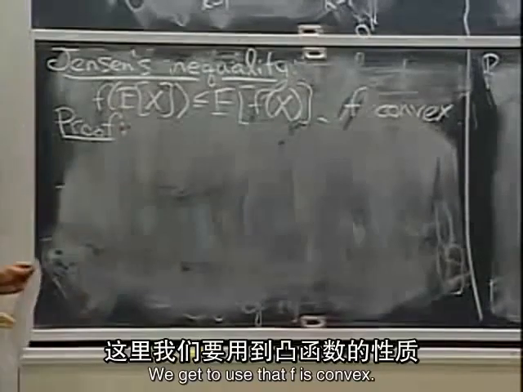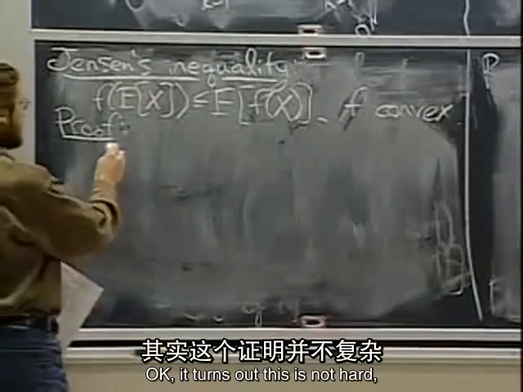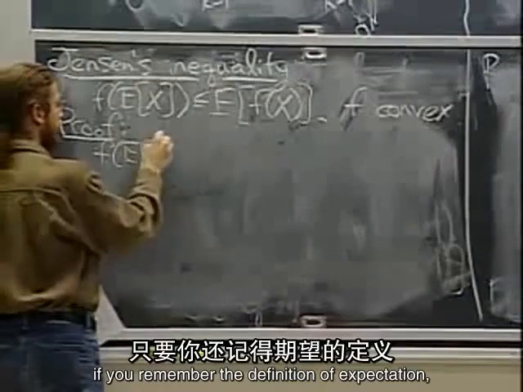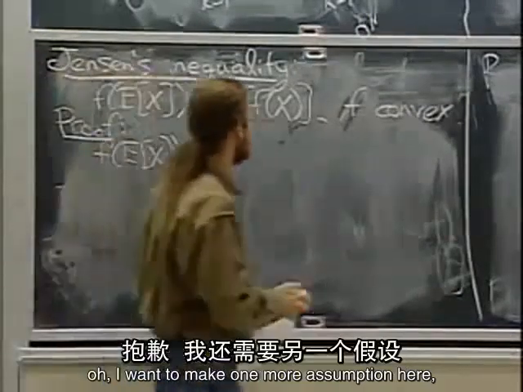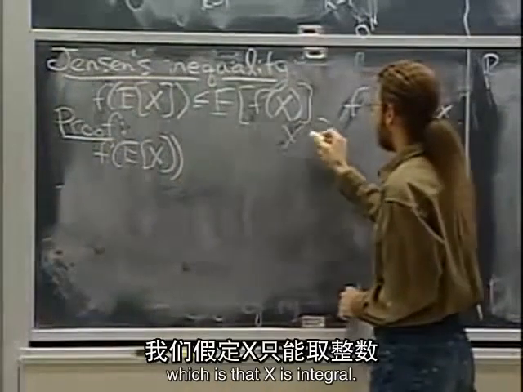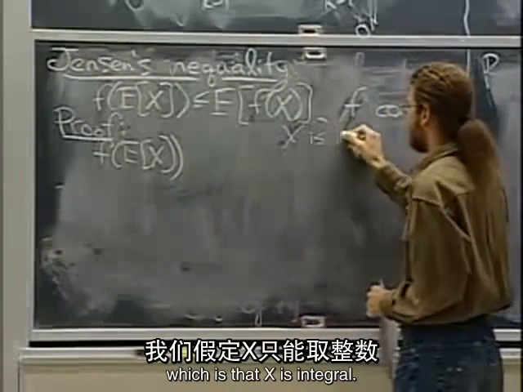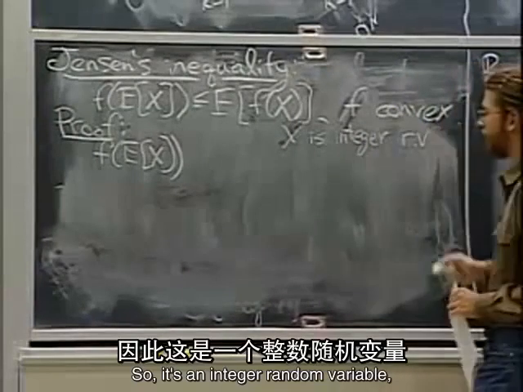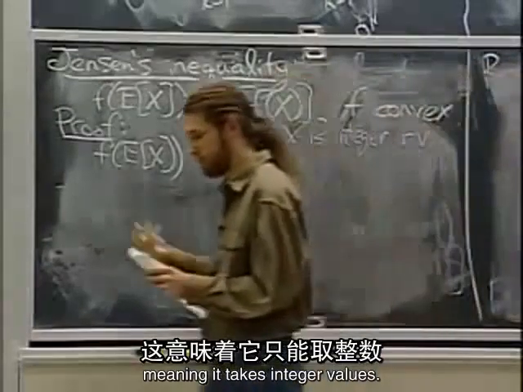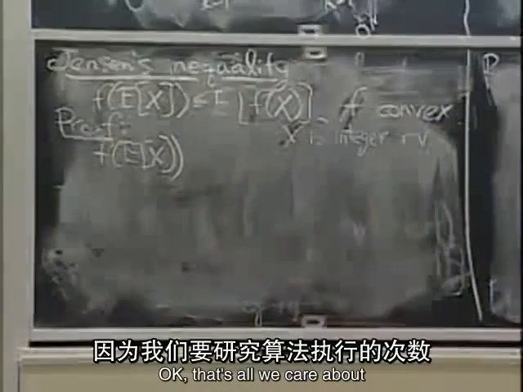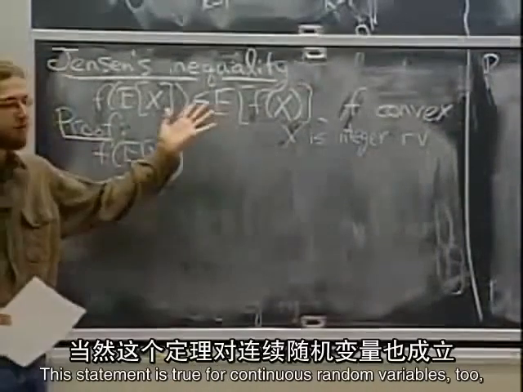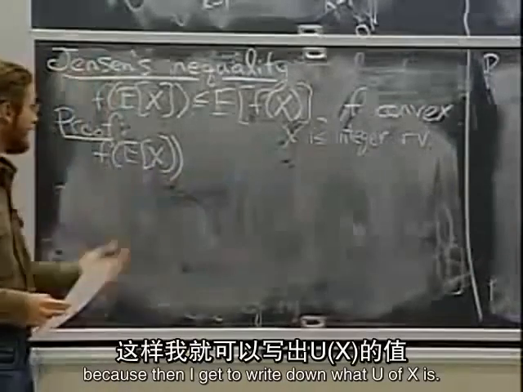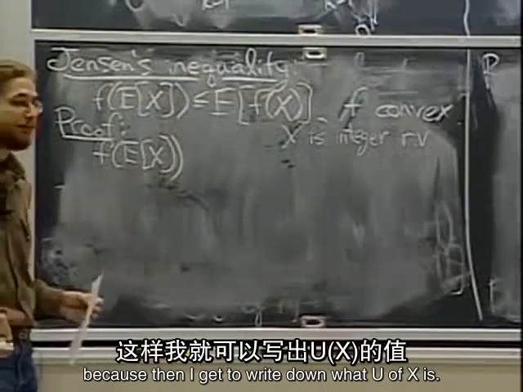We get to use that f is convex. Okay, it turns out this is not hard, if you remember the definition of expectation. Oh, I want to make one more assumption here, which is that x is integral. So it's an integer random variable, meaning it takes integer values. That's all we care about because we're looking at running times. This statement is true for continuous random variables too, but I would like to do the discrete case, because then I can write down what e of x is.